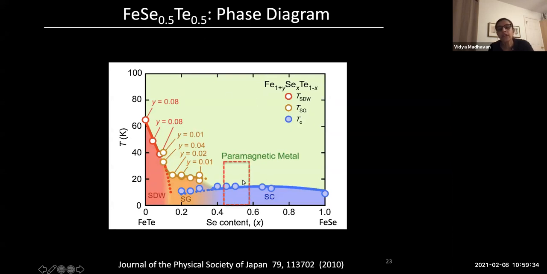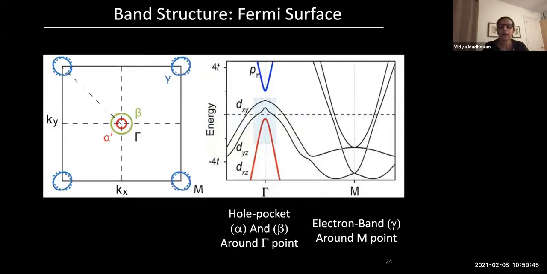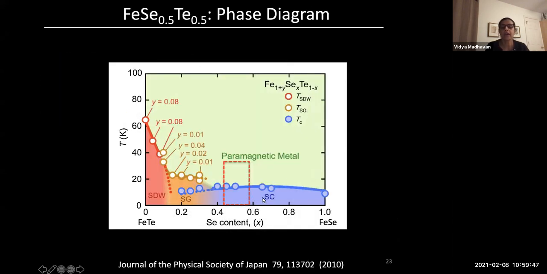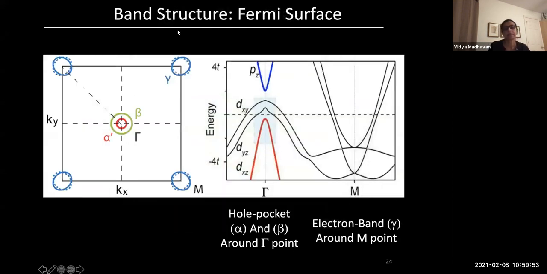So what was shown is that somewhere in the vicinity of 50-50, there's a range of compositions where you have this band inversion. So not all of this phase diagram is band inverted. Only a range of compositions around this one has band inversion. So please feel free to interrupt me, like I said. So yeah, this is the band structure.